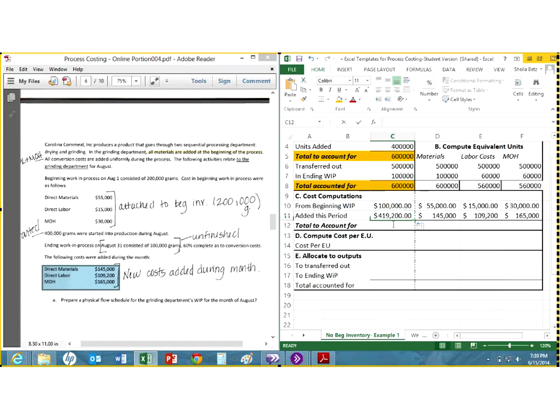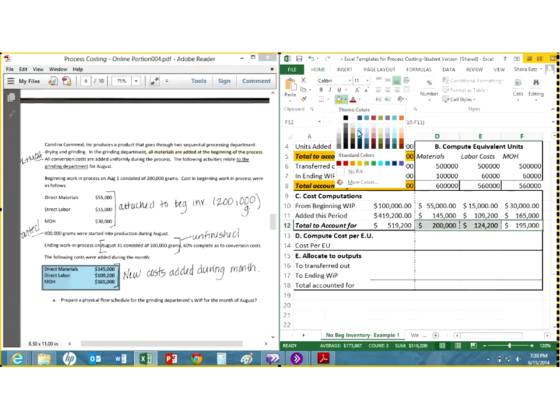If I sum this up, the total amount of money we have in this cornmeal is $509,200. I also want to total up the total amount of material cost, which was $200,000, the total amount of labor cost, which was $124,200, and the total amount of overhead, which was $195,000. I'm just going to highlight these in a light blue. Oops, that's not blue, is it?